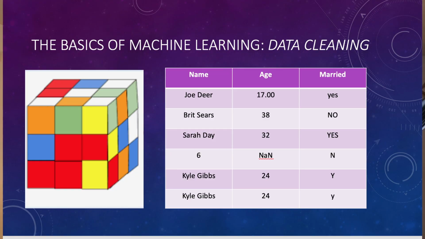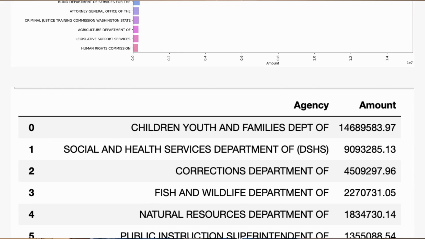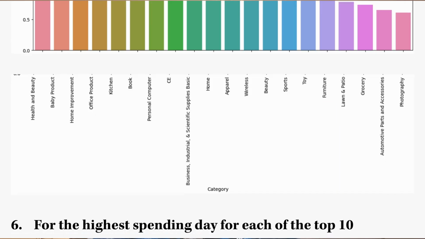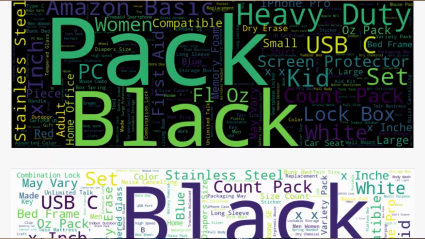Still, more data cleaning. Data cleaning is a huge part of data interrogation. We drop irrelevant columns. We find the top 20 names or categories. We can identify extreme dates, highs, lows, and spending. And we can create word clouds from the descriptive text.